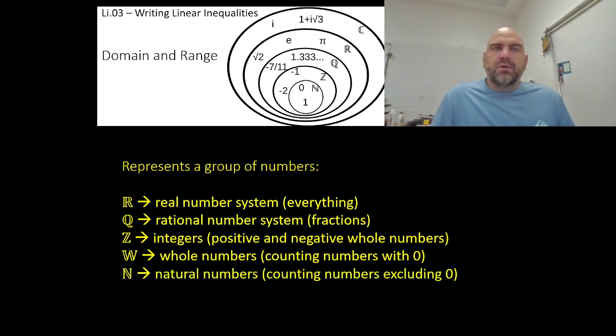Then the last one is natural numbers, and so this is just the one that doesn't have 0, so it starts with 1. So if you can't have 0, okay, if you have to start with 1 or you have to have at least 1, you can use the natural number system. But real and whole numbers are very common.